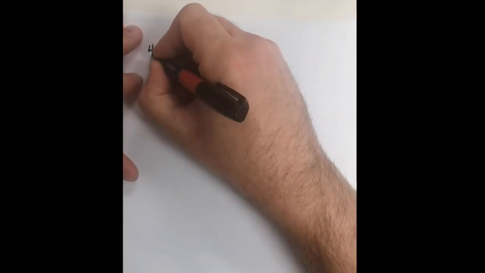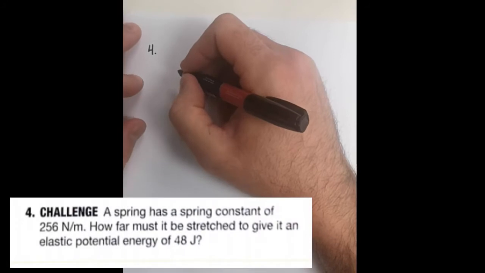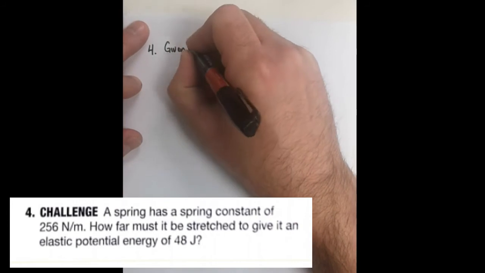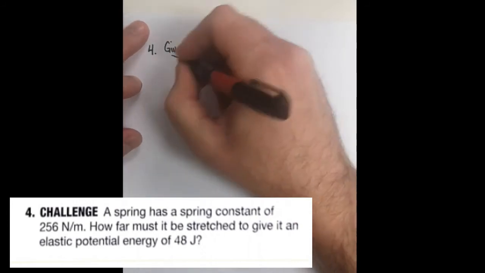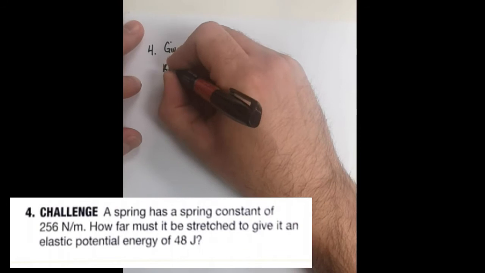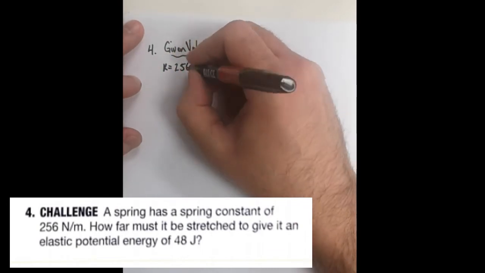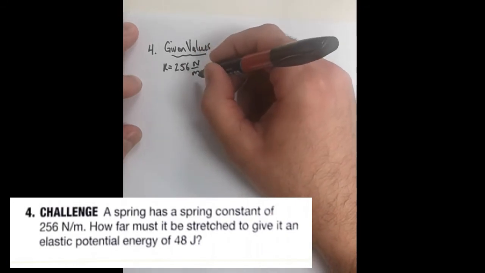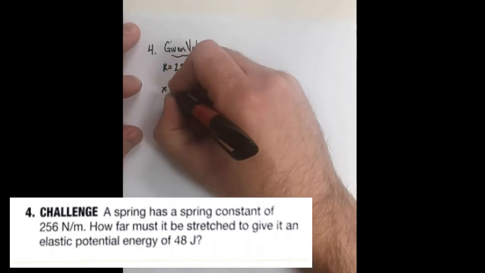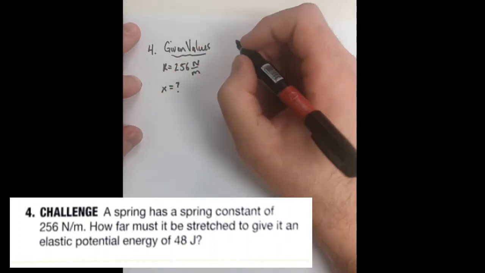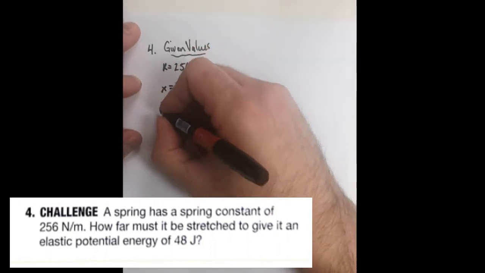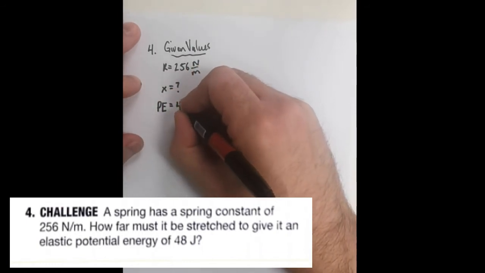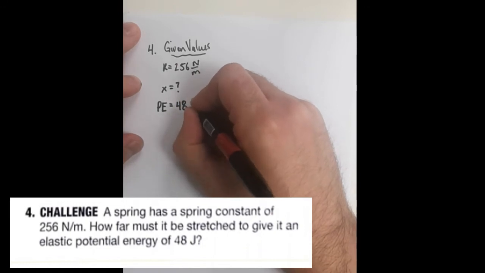Let's do another example here. Let's look at number 4. In question number 4, we're given that a spring has a spring constant of 256 newtons per meter. So what am I being given here? Well, I'm being given my spring constant. A spring has a spring constant of 256 newtons over meters. How far must it be stretched? Well, that's displacement, and that's my unknown. So how far must it be stretched to give it an elastic potential energy? So that's that PE value of 48 joules.